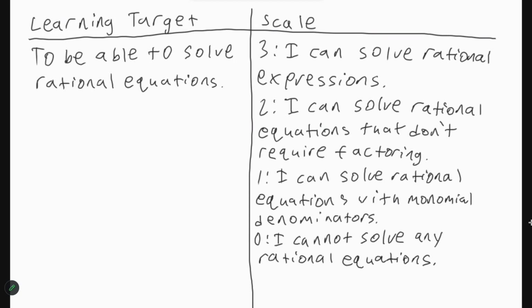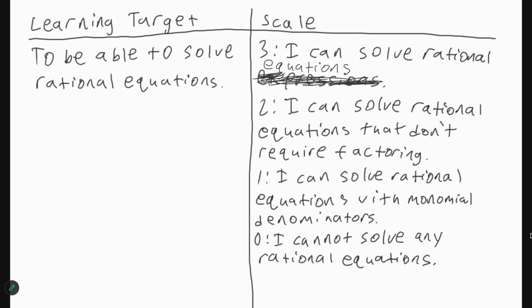The learning target for today is to be able to solve rational equations. You're a 3 if you can solve rational equations. That should say equations. There, that's better. You're a 2 if you can solve rational equations that don't require factoring. You're a 1 if you can solve rational equations with monomials in the denominators. And you're a 0 if you cannot solve any rational equations.